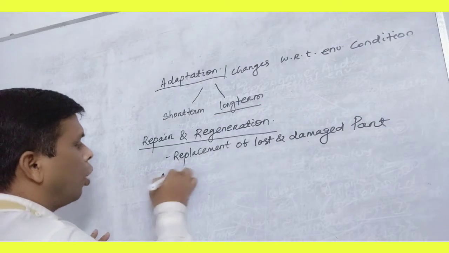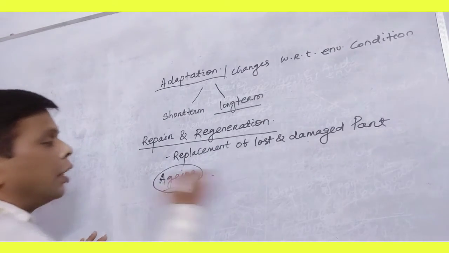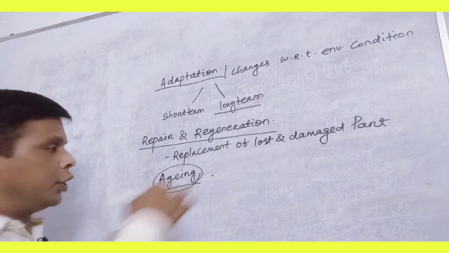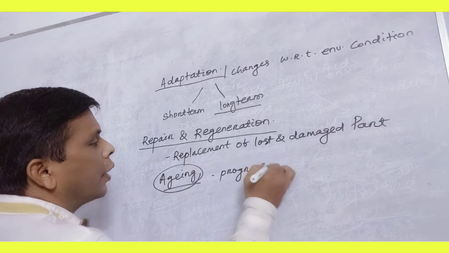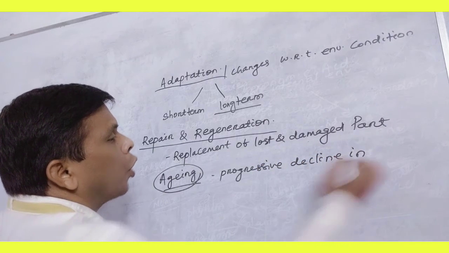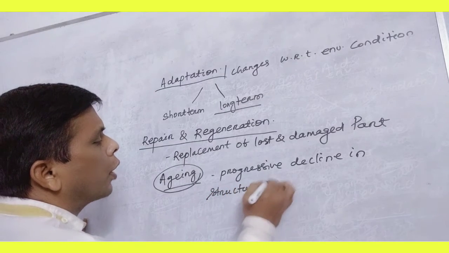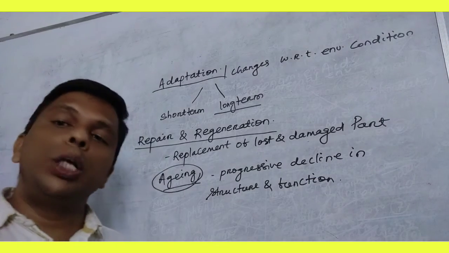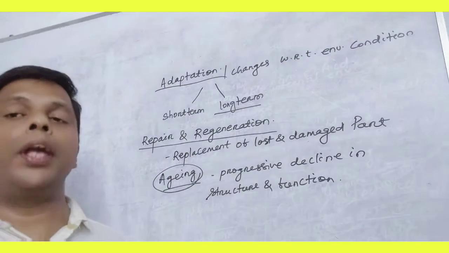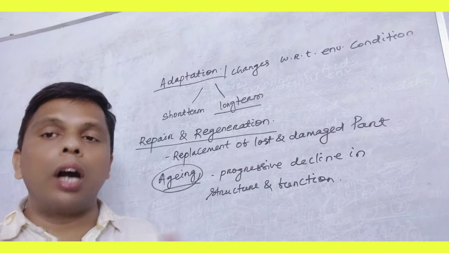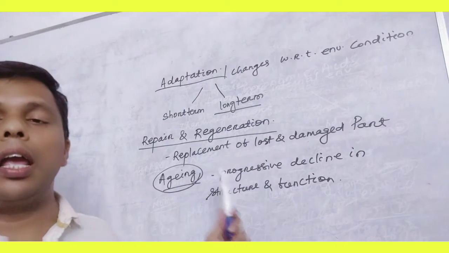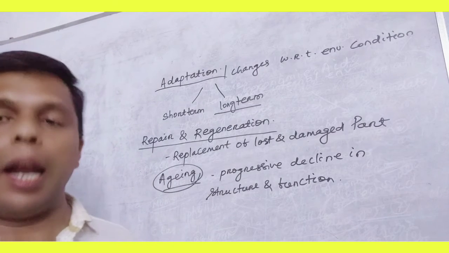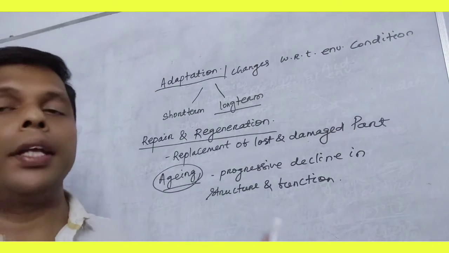Another characteristic is aging. Aging is the progressive decline in structure and function of an organism. What happens during aging? The individuals grow older. Deleterious changes occur in the body. So aging in an organism leads to death of the individual or termination of all functional activities. Clear? So after aging we go through death.